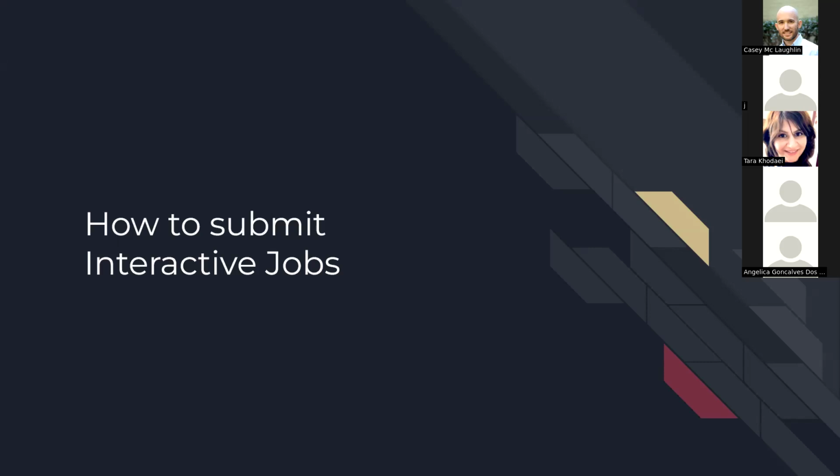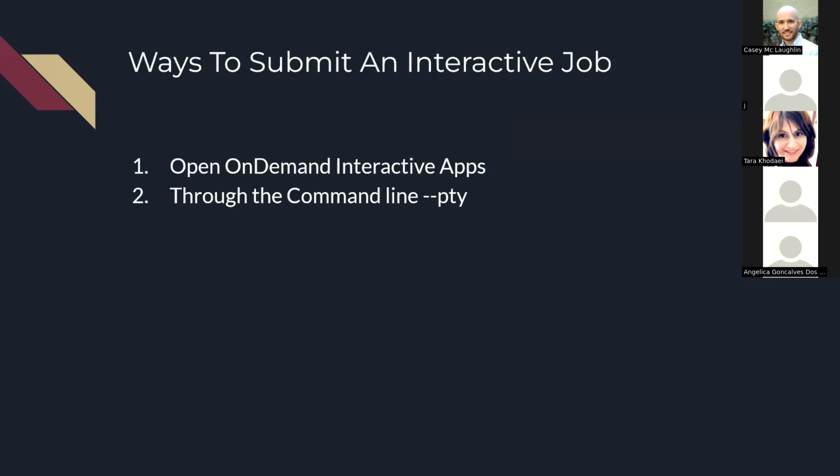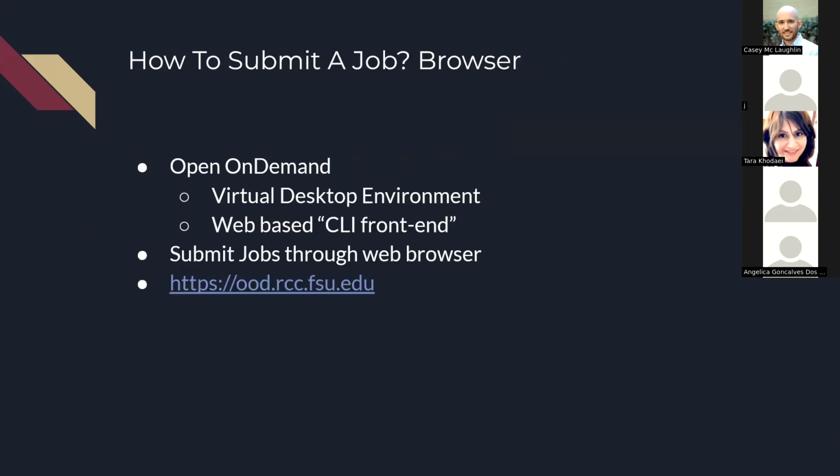So how to submit interactive jobs, we will just briefly touch on this as we go. There are two different ways to do an interactive job: Open OnDemand interactive apps, and then Paul will tell us about how to do it through the command line using --pty. I already mentioned Open OnDemand, but we'll jump into the interface as well. You have the virtual desktop environment, but you also have the command line front end that you can utilize as opposed to having your own command line terminal open.